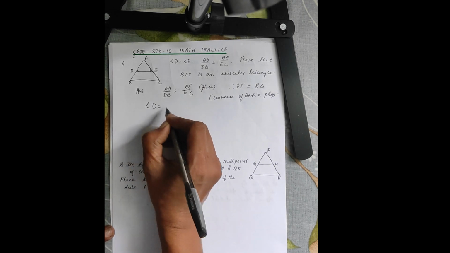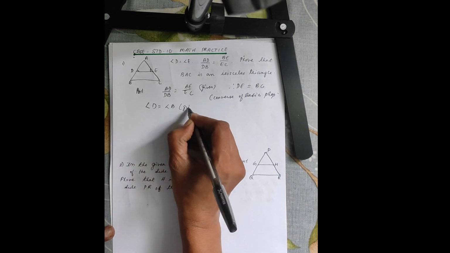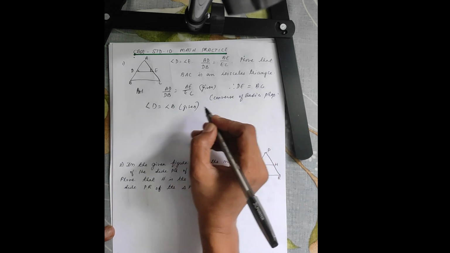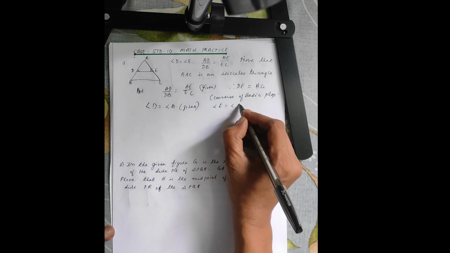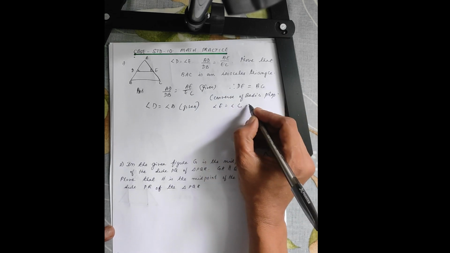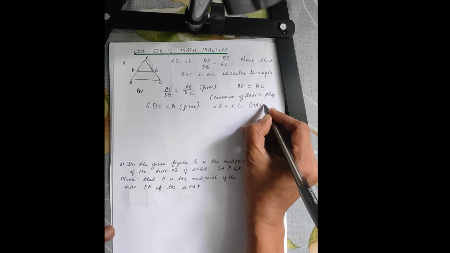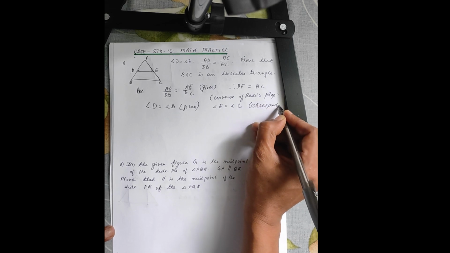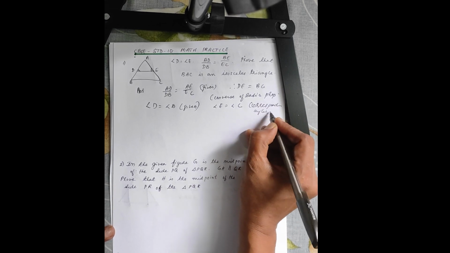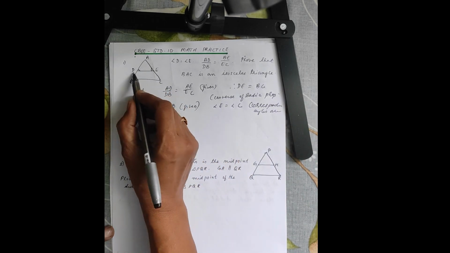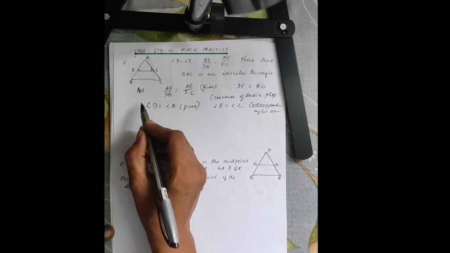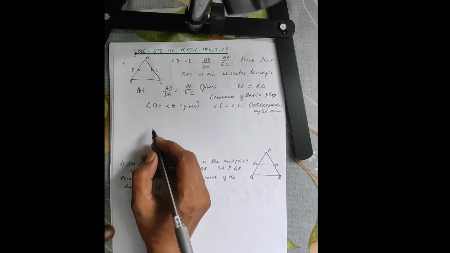Angle D equal to angle B, that is given. Therefore, we can say angle E equal to angle C, because corresponding angles are equal. If the sides are proportional, we can say these lines are parallel. So if it is parallel, these angles are corresponding angles.